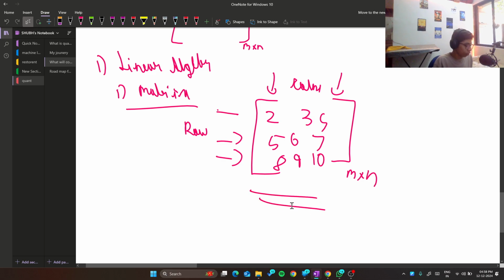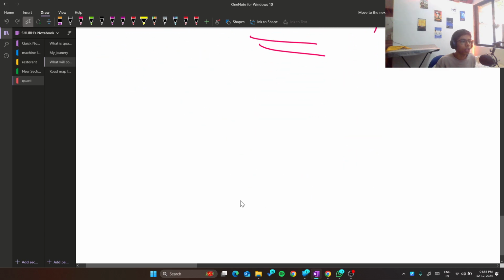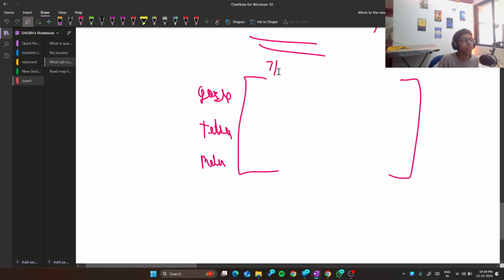This you can call a matrix, and in a more finance way you can form a matrix like this. Here you can write the company name, Google, Tesla, Meta, and here you can write the date, 7 8 9, and the stock price. So it will help you in your analysis and computing various tasks.